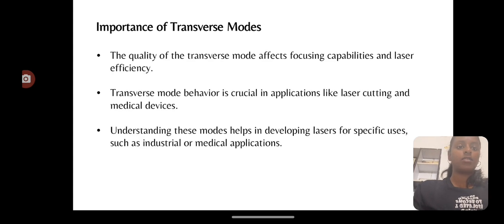The importance of transverse modes. The quality of the transverse mode affects focusing capabilities and laser efficiency. Transverse mode behavior is crucial in applications like laser cutting and medical devices. Understanding these modes helps in developing lasers for specific uses such as industrial and medical applications.